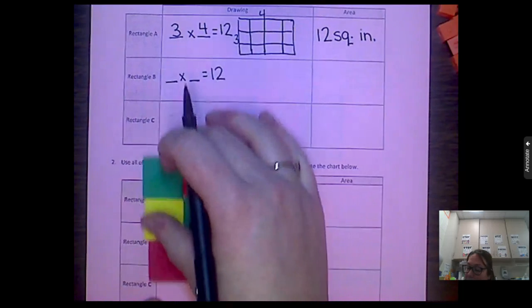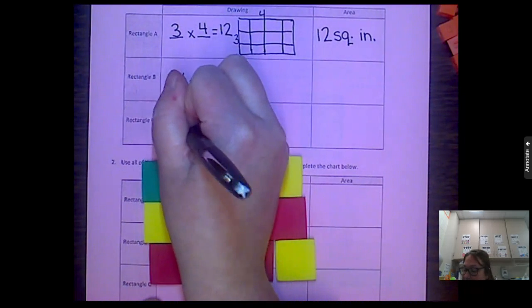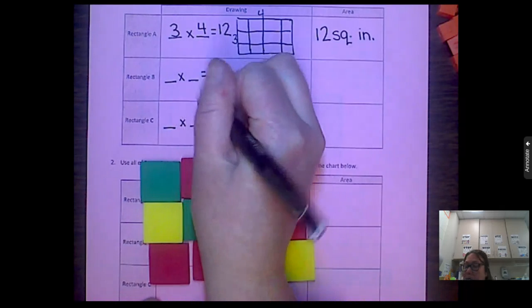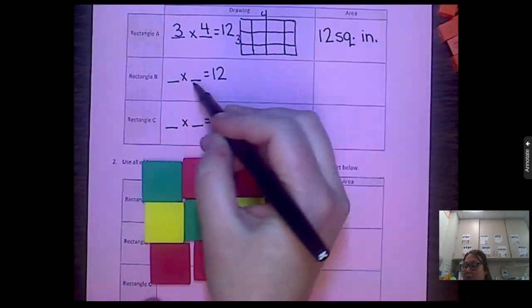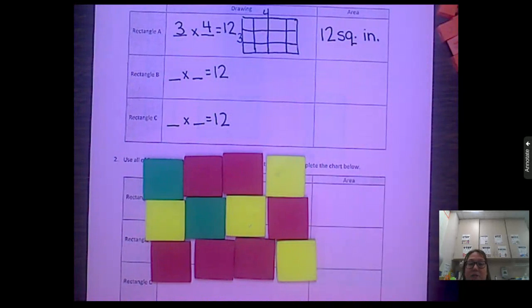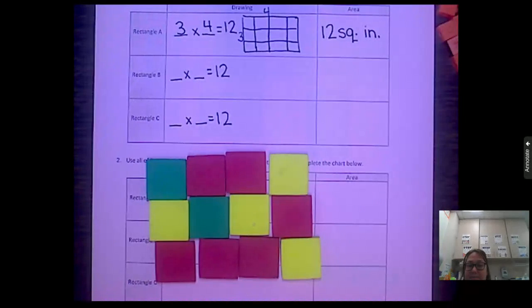So I already did 1. So I'm going to do it again here. Blank times blank equals 12. So pause your video and see if you can come up with 2 different equations that equal 12. Okay, so pause and then come back to me. All right, what do you think? So here's what I was thinking for my next one.